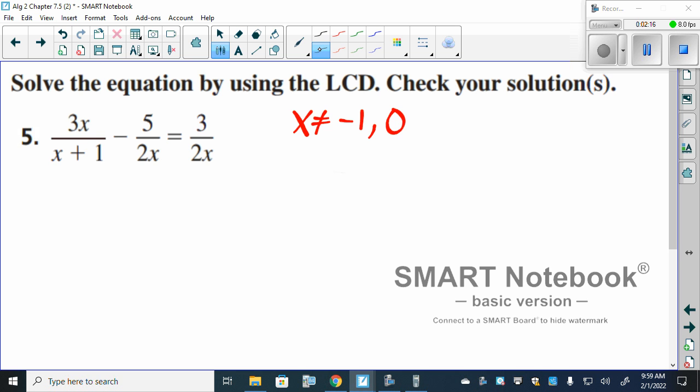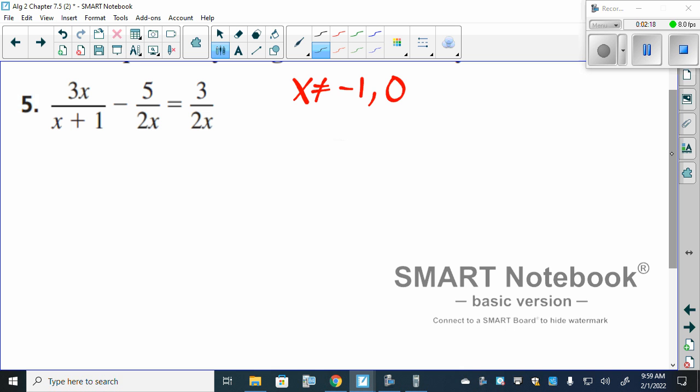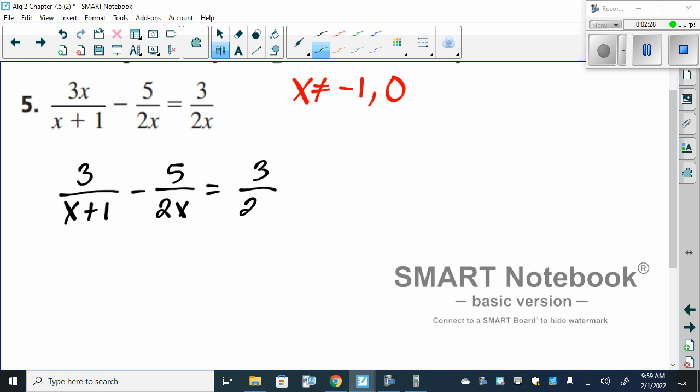So that means if we get a solution of negative 1 or 0, that one does not work. Okay, so now that we have the restrictions down, we can go on and start solving this here. Now at this point here, we need to multiply by a least common denominator. We need to multiply each one of these terms by something so that the denominators simplify out. So what will we need to multiply everything by? Yes, we'll need a 2x and an x plus 1.